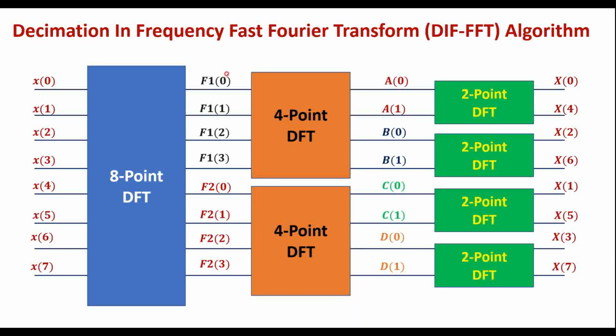In this video, I will discuss the decimation in frequency fast Fourier transform algorithm, that is the DIF-FFT algorithm. Here in the DIF-FFT algorithm, we are supposed to do the decimation in 3 stages. This is the first stage decimation, which is 8-point DFT. Second stage decimation is 2 4-point DFTs, and in third stage decimation there are 4 2-point DFTs. Let me explain in detail.